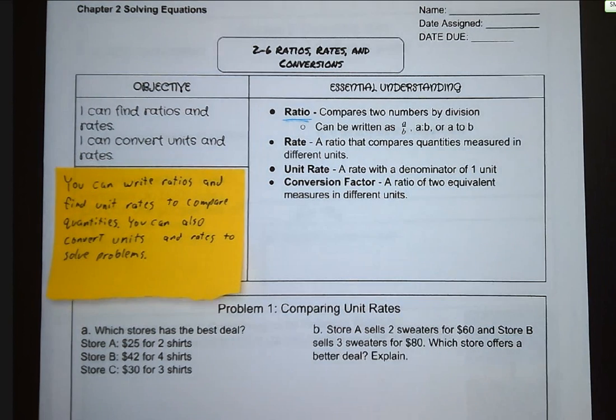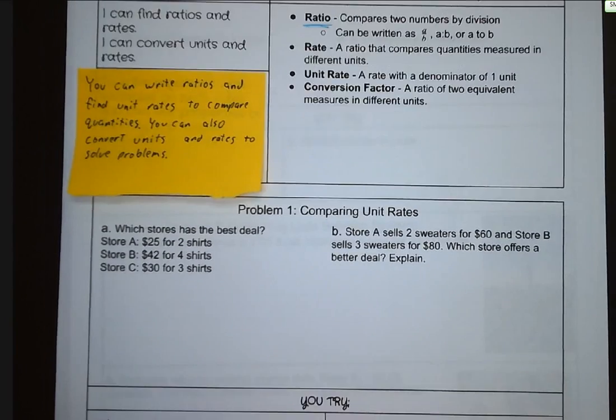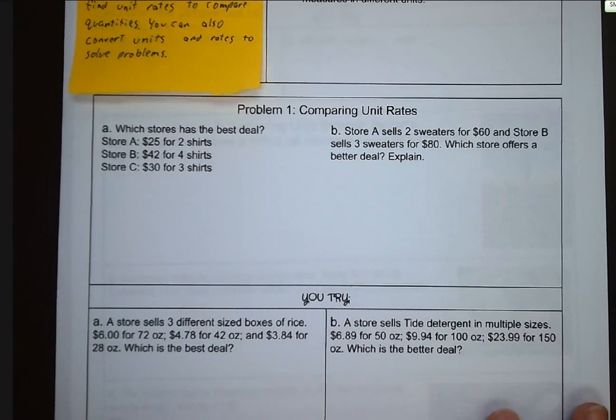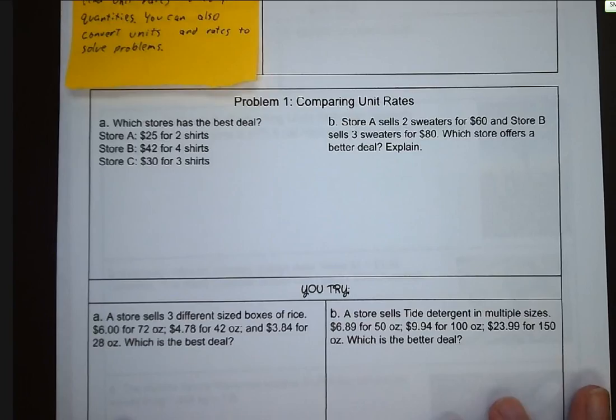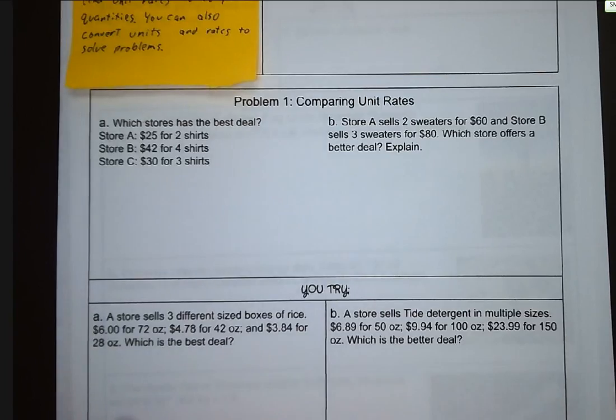But first, let's just start with comparing unit rates. Problem number 1. I want to know which one of these stores has the best deal. Store A, which sells 2 shirts for $25. Store B, which sells 4 shirts for $42. Or Store C, which sells 3 shirts for $30. So we're going to start, and we said to find unit rates, we want a denominator of 1.